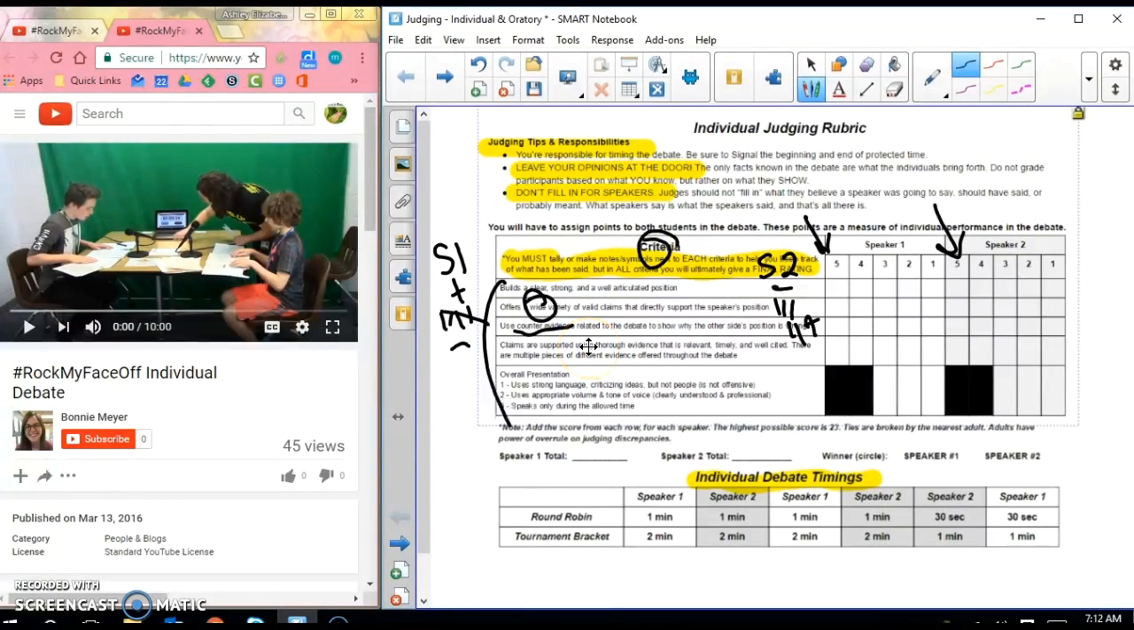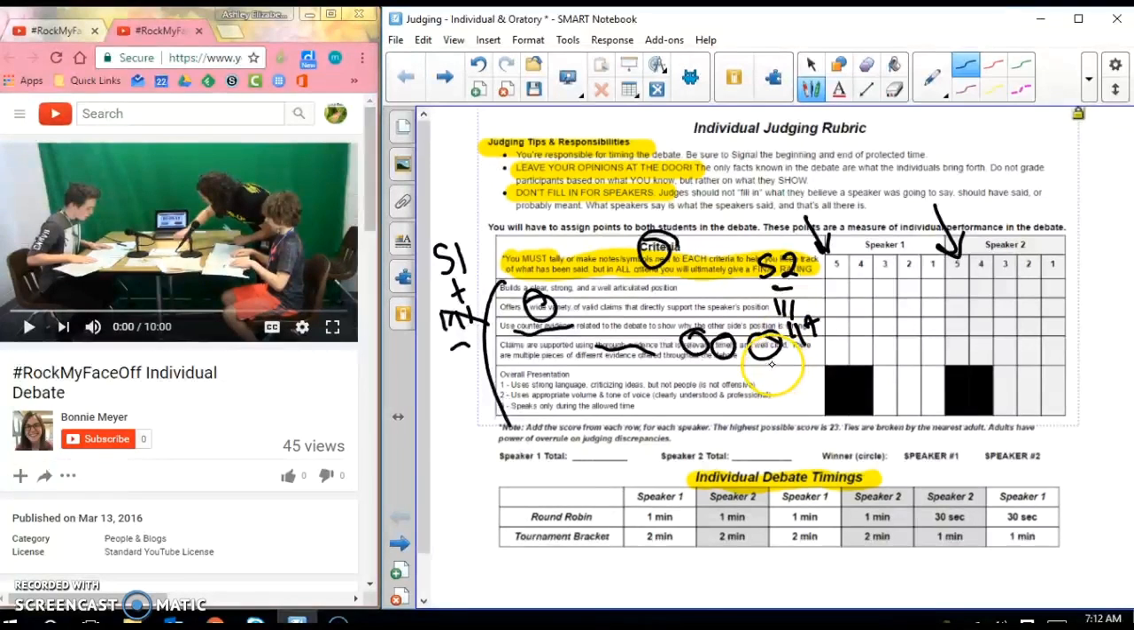The next one down is that claims are supported using thorough evidence that is relevant, timely, and well cited. That means that just saying an example of something, or referring to something in some article somewhere, is not going to get you a high rating on this.